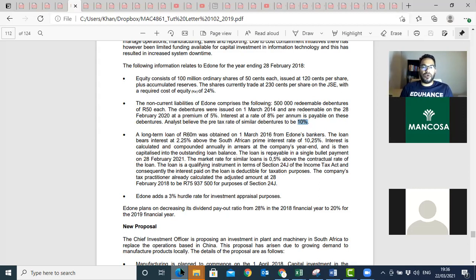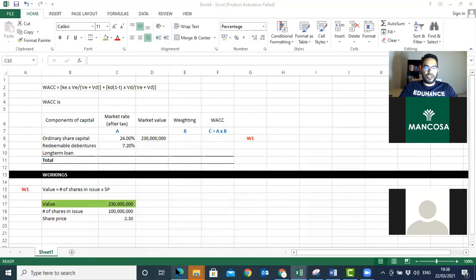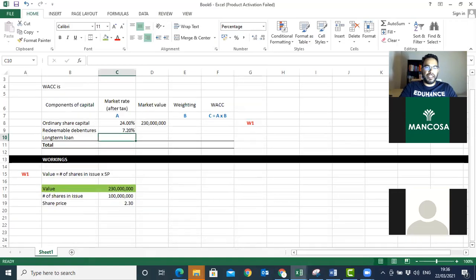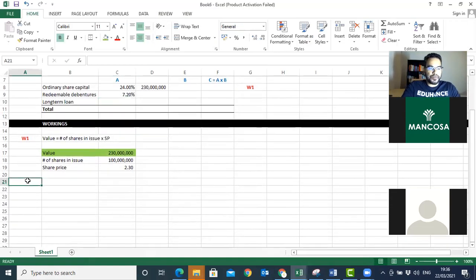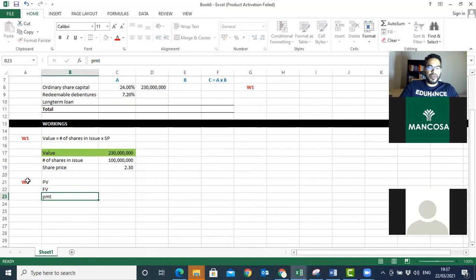Okay. So in the redeemable debenture, we will use the financial calculator. I'll show you why we can use a financial calculator, because all the numbers we can determine. So we want to get the market value. The market value on the financial calculator is PV. So if I go over here, working 2, we want the present value, which is the market value. So therefore, we're going to need the future value. We're going to need PMT, we're going to need N, and we're going to need I.